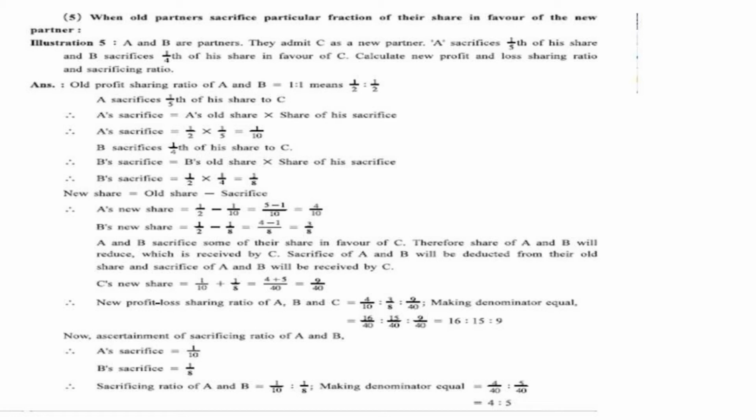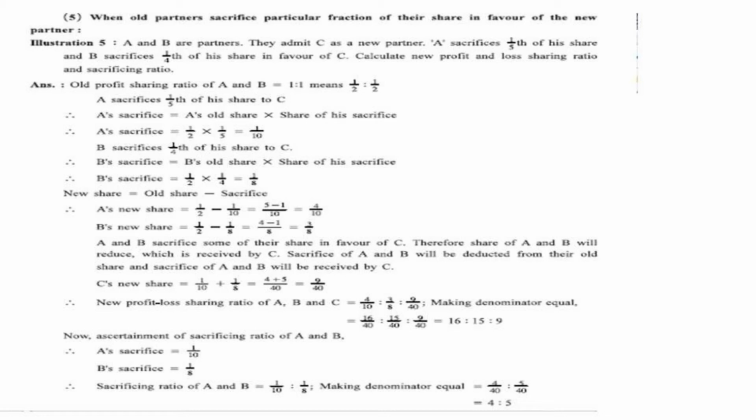Here 1/5 share of sacrifice of A is given. And B sacrifices 1/4 of his share in favor of C. So here in fraction it is given 1/5 part and 1/4 part from A and B respectively. Calculate new profit and loss sharing ratio and sacrifice ratio.